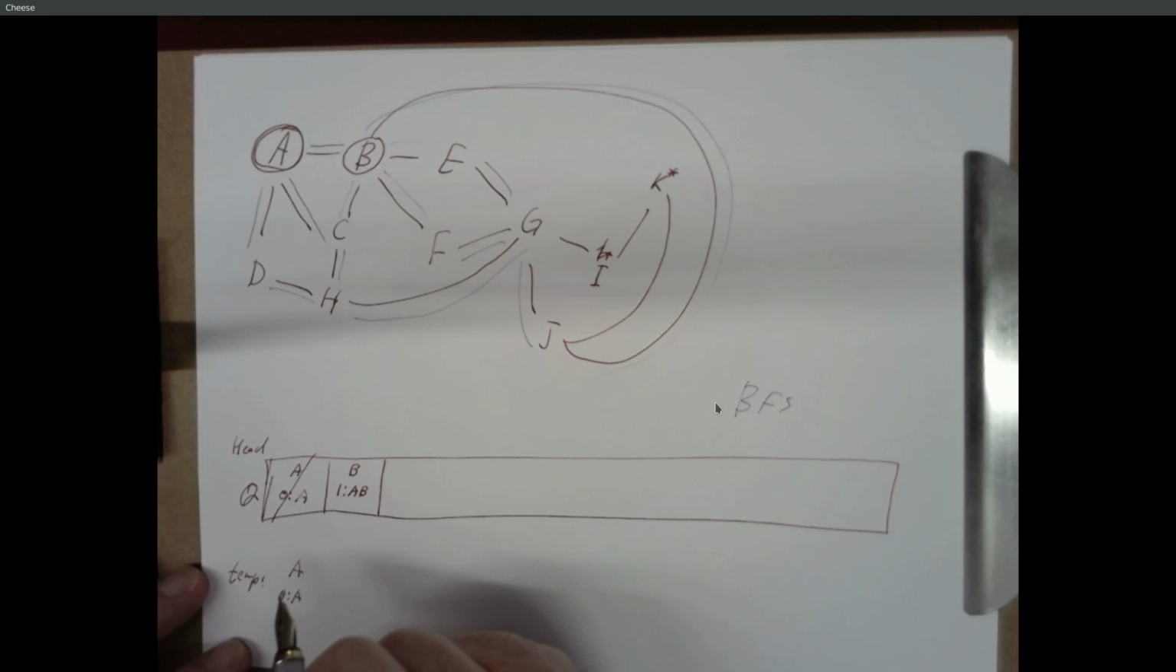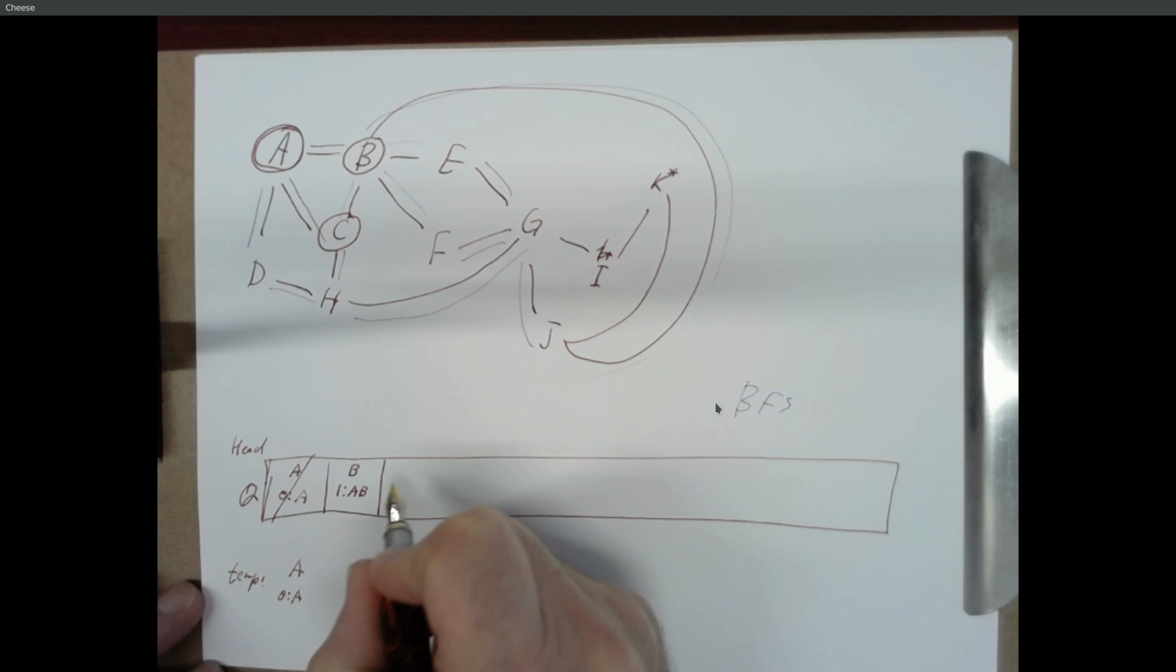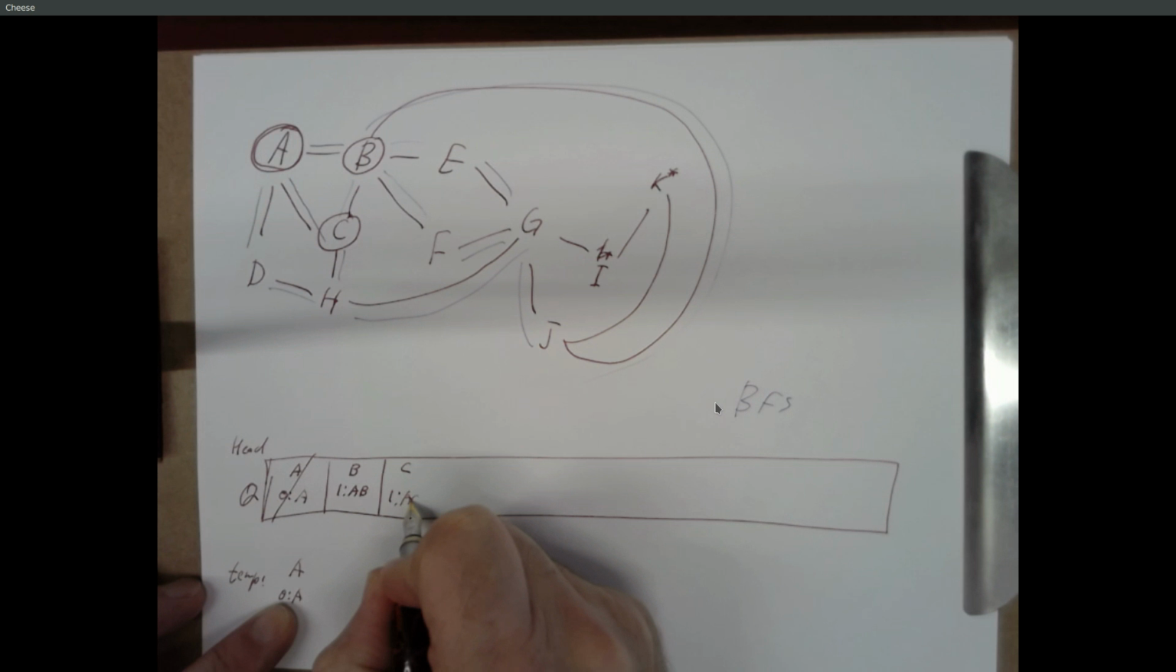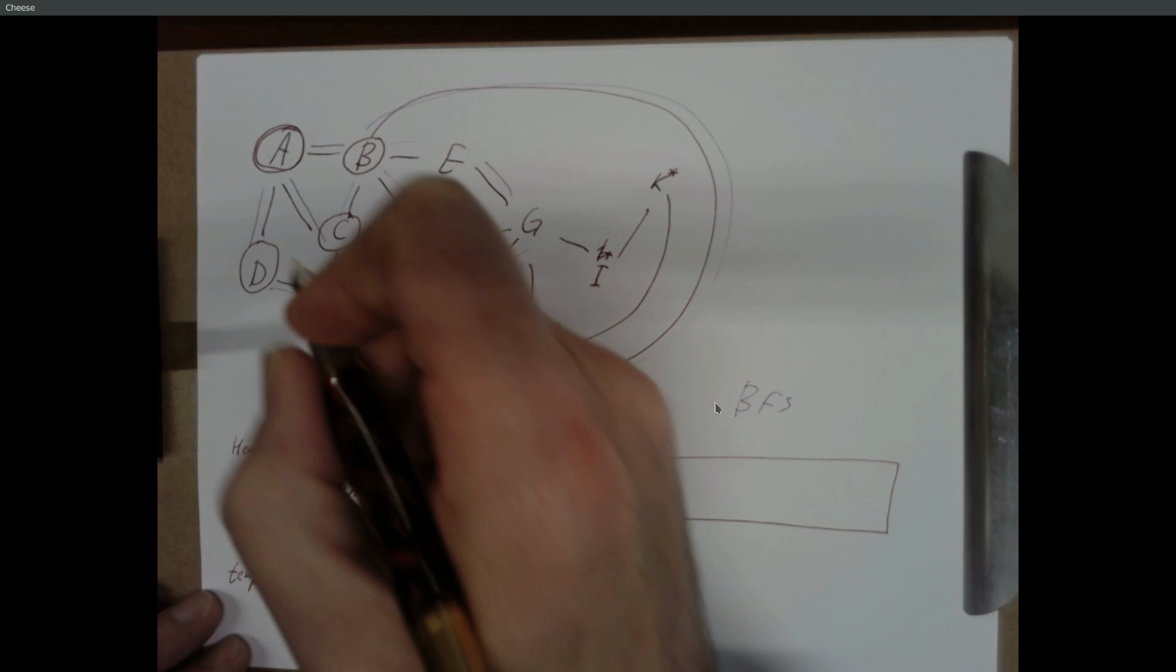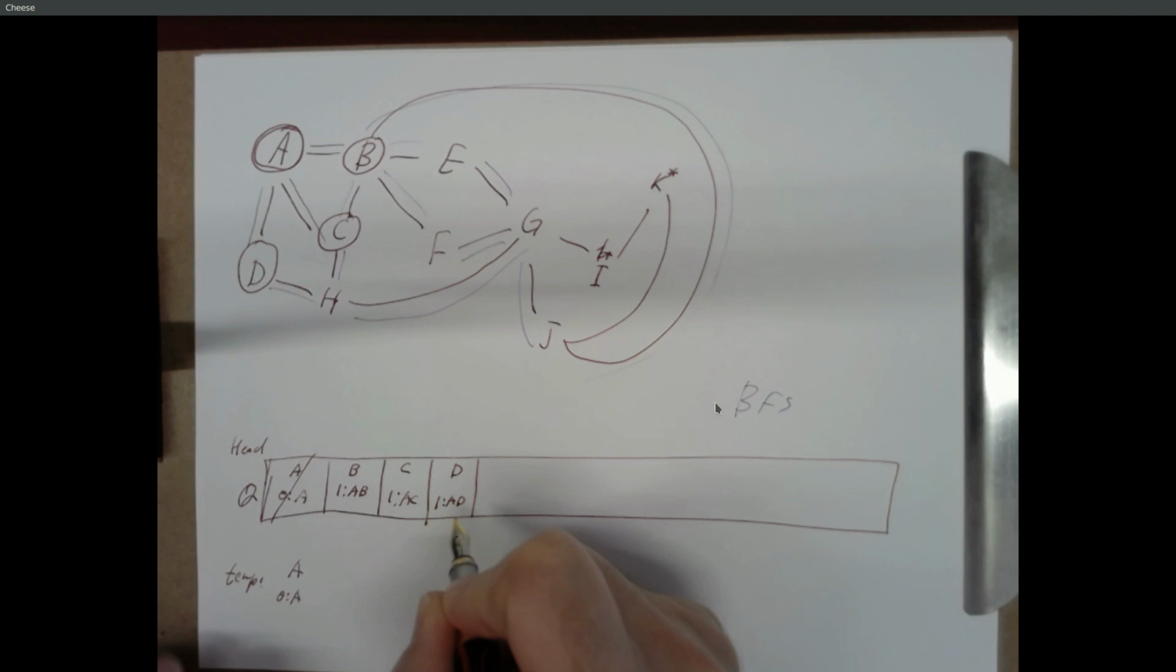Any other children of A? C. So let's mark C. Let's put C in the queue. Distance is 0 plus 1 is 1. Path is A followed by C. Got one more child of A. That's D. We'll put D in the queue. Distance is 1. Path is AD. Any other children of A?